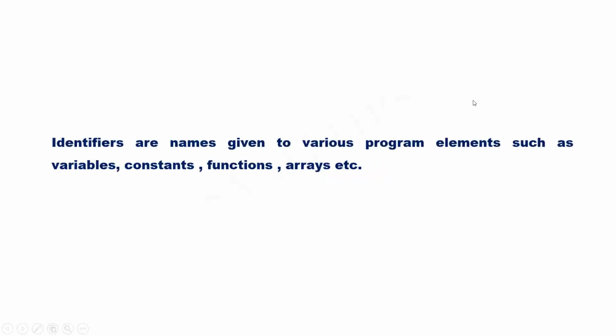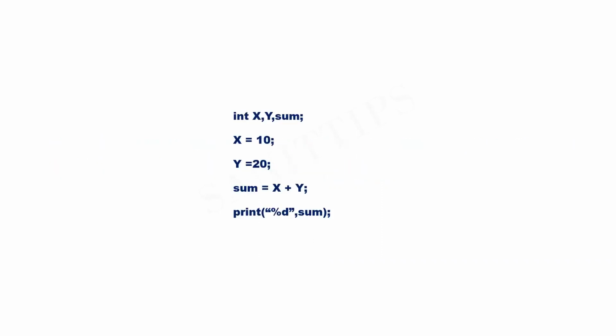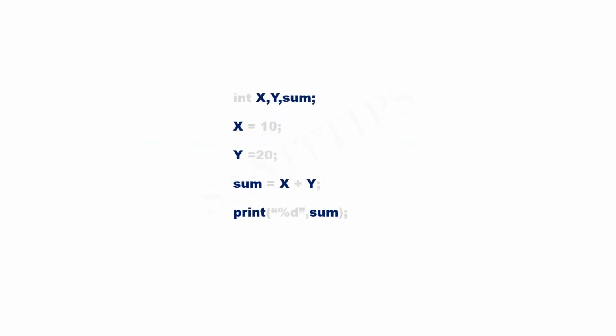In this video, let us discuss identifiers in C language. Identifiers are names given to various program elements such as variables, constants, functions, arrays, etc. Consider this program segment. In this program segment, x, y, sum, and print are identifiers. x, y, and sum are names given to the variables, and print is a name given to a function.